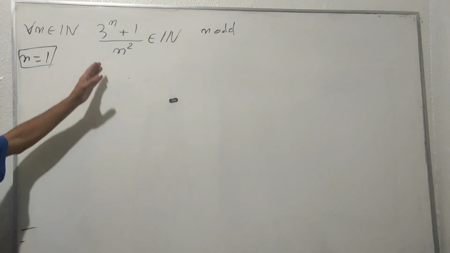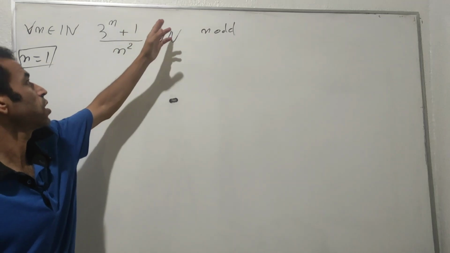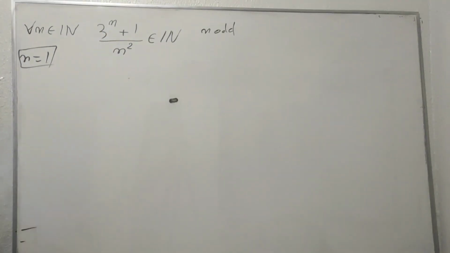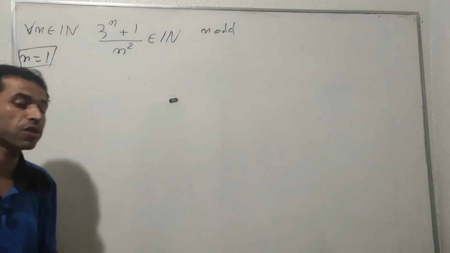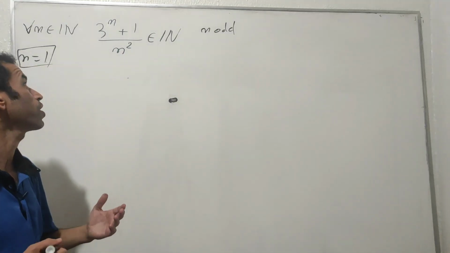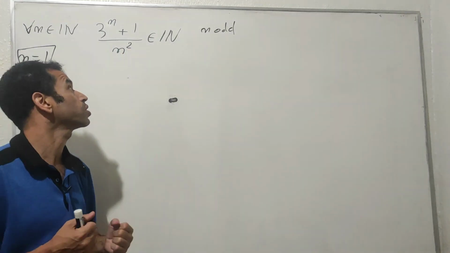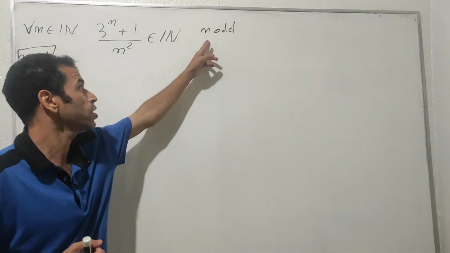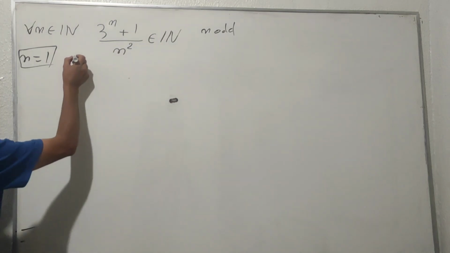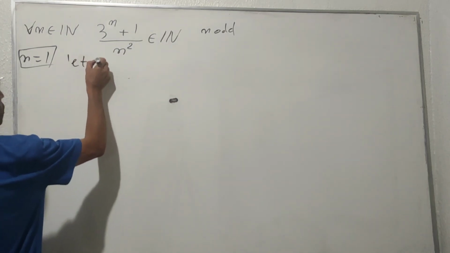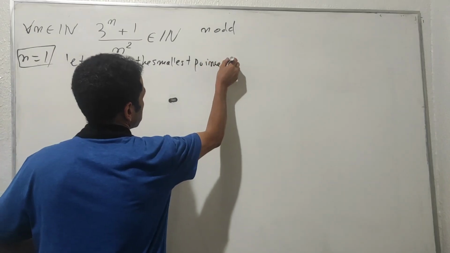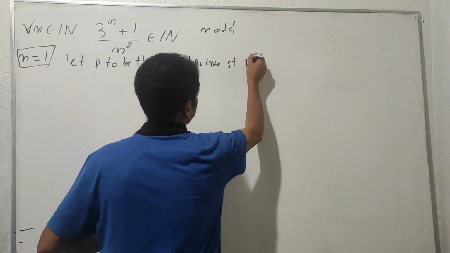But as we go down with odd integers, we may have the smallest prime. The smallest prime is not necessarily 3. It could be anything here. It could be 5, it could be 7. So once you get the smallest prime which divides this n, we are going to stop. Let's go through this one. Let p be the smallest prime such that p divides n.